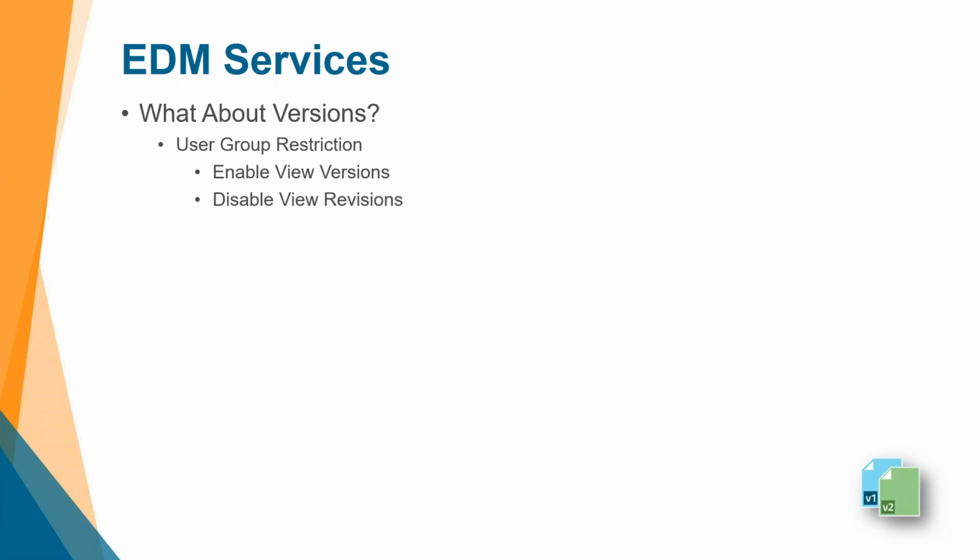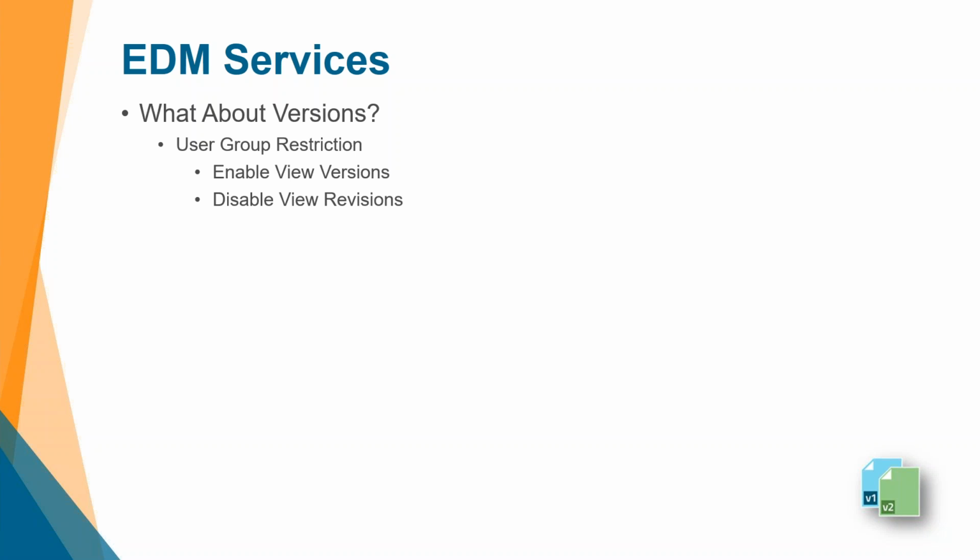I like to look at this and say revisions are minor changes to the document, versions are major changes to the document. What you can do is to restrict your different users and user groups to only view major versions or to be able to view all versions and revisions.